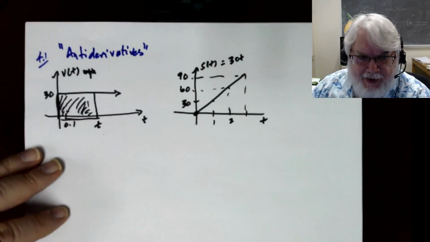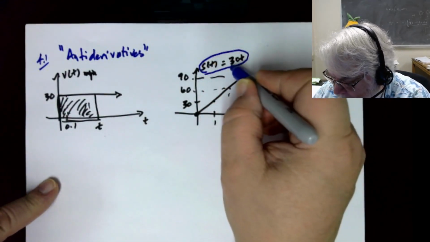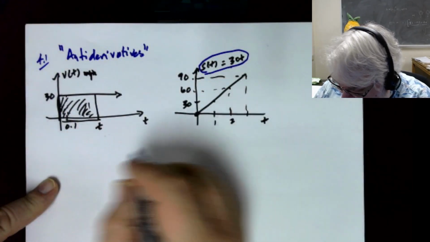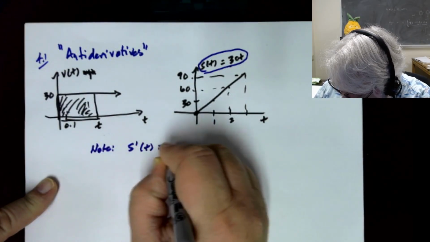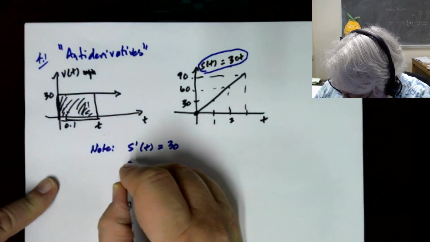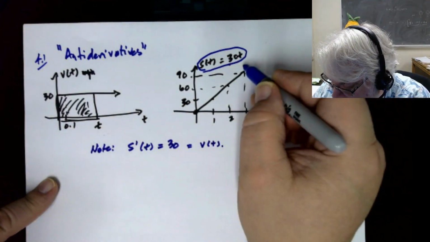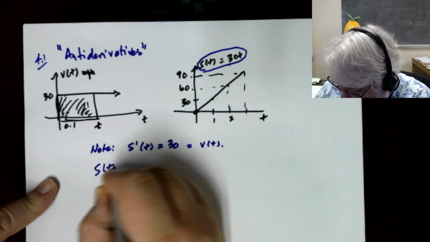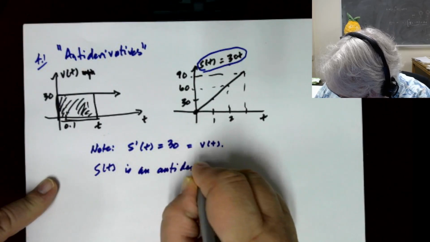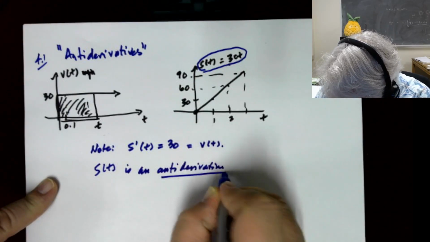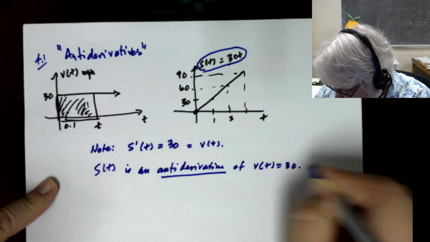Well, as it turns out, if you differentiate this function, you get the velocity. So we note S prime of t is 30, and that's equal to the velocity. And so we say that S of t is called an antiderivative of the velocity, which in this case was 30.